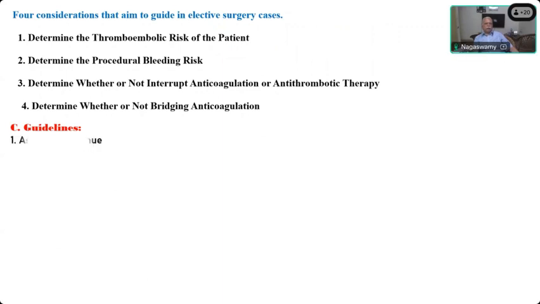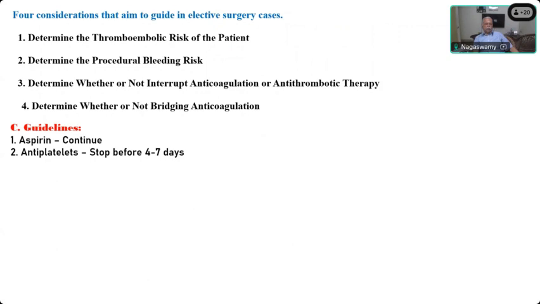Now, coming to the guidelines, for aspirin, they say nowadays you can continue, whether it is for regional or general anesthesia, because the risk of bleeding is not that high. Earlier they were saying aspirin also should be stopped, but the general guideline now is that aspirin can be continued.